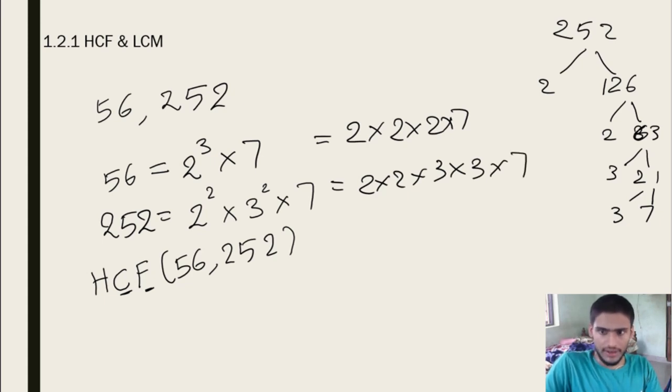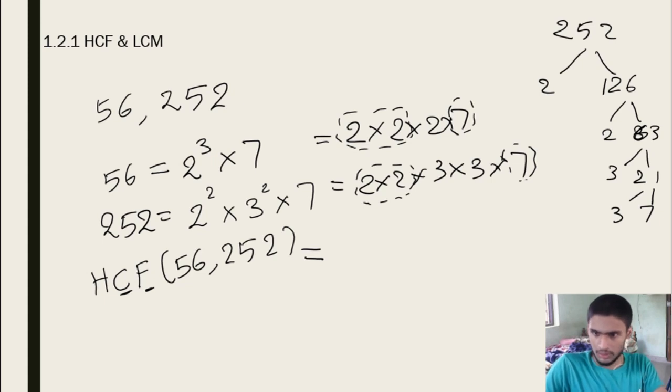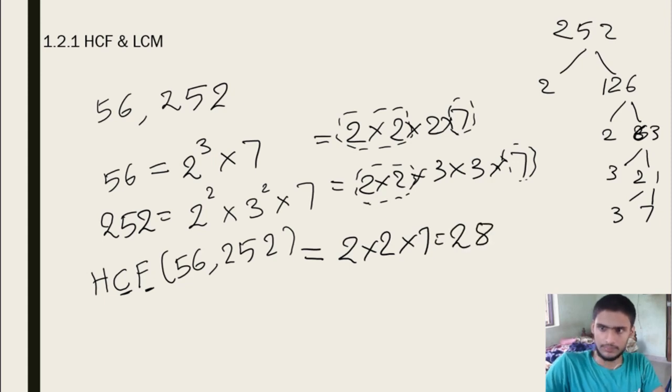So here the common factors are 2 times 2, which appears in both of them. There is an extra 2 here, but we can't consider it since it's not common. And there is a 7. So the HCF simply turns out to be 2 times 2 times 7, which is 28.